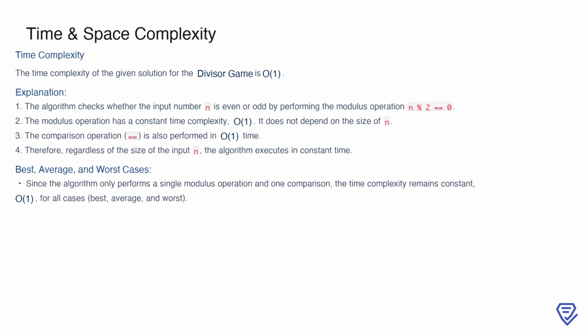This is because the algorithm only involves determining whether the input number, n, is even or odd. To do this, it uses the modulus operator, n%2 equals 0, which checks divisibility by 2. The modulus operation is a simple arithmetic calculation that executes in constant time, regardless of the size of n. Similarly, the comparison operation, which checks if the result of the modulus operation equals 0, also operates in O(1) time. Since these are the only operations performed, the time complexity remains constant in all cases, whether best, average, or worst. The algorithm doesn't scale with n, making it extremely efficient and predictable in terms of runtime.